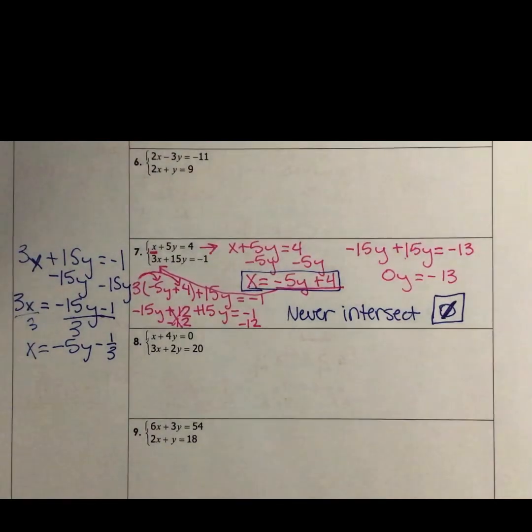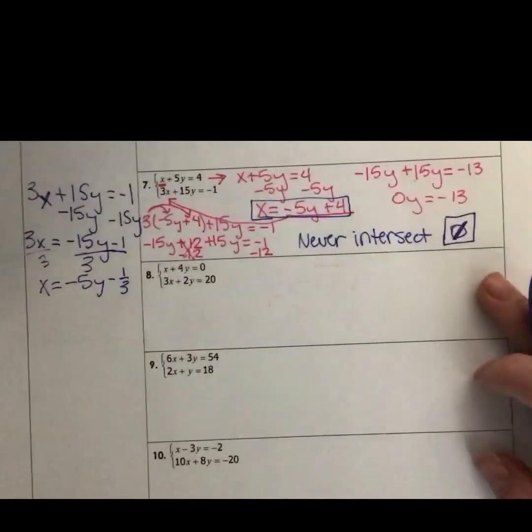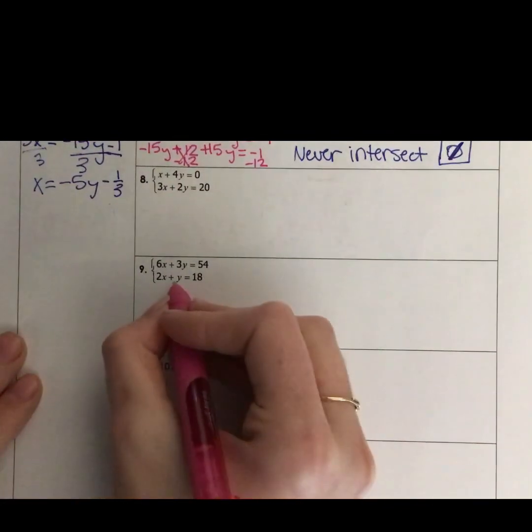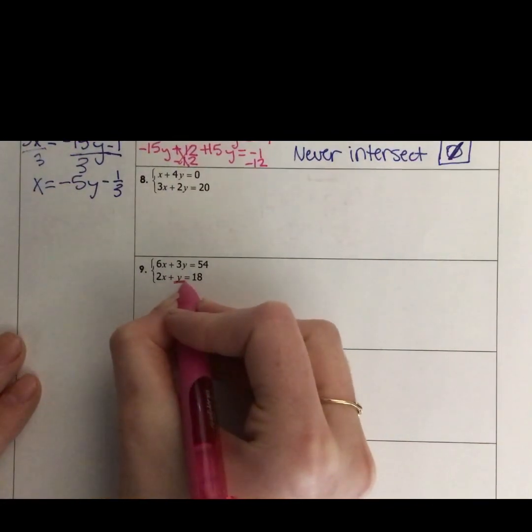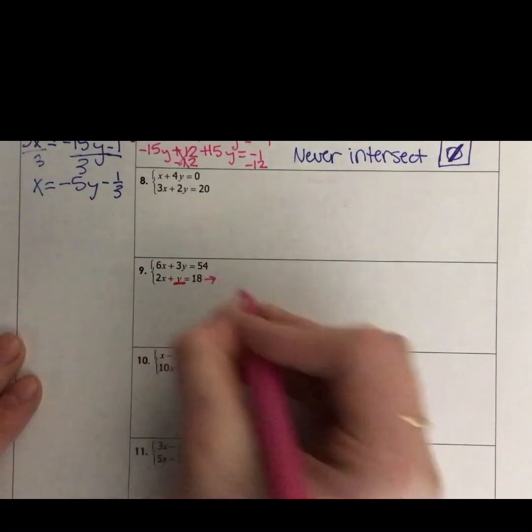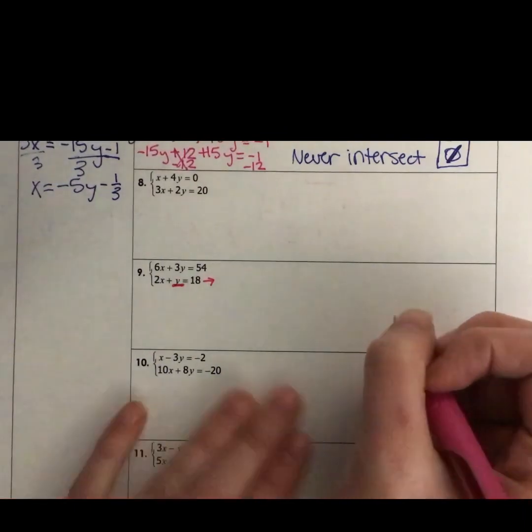Last example I'm going to do for today is example number 9. For example number 9, again, we want to solve for one of the variables in our expression. And again, I'm going to solve for the easiest one that is already by itself. Well, we have 1y in our second equation. That tells me that I am going to want to solve for y in this second equation.